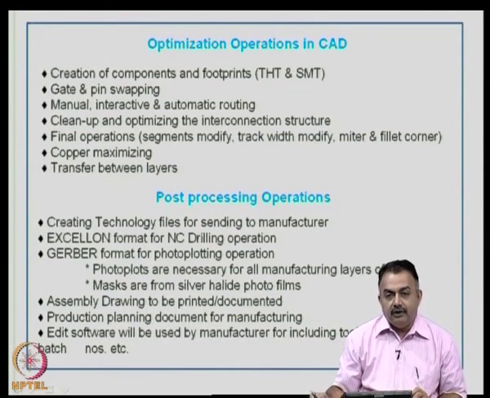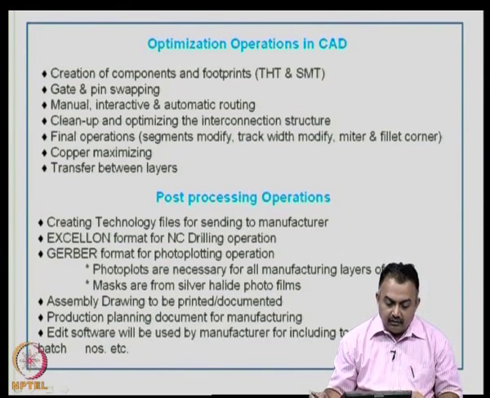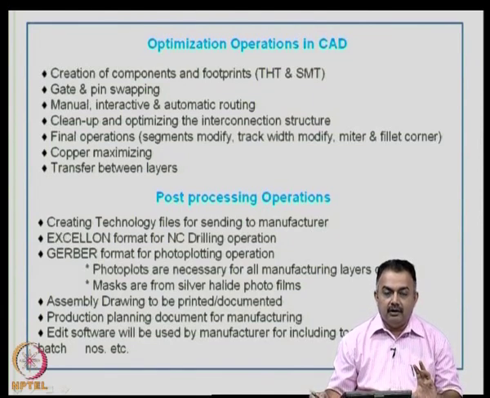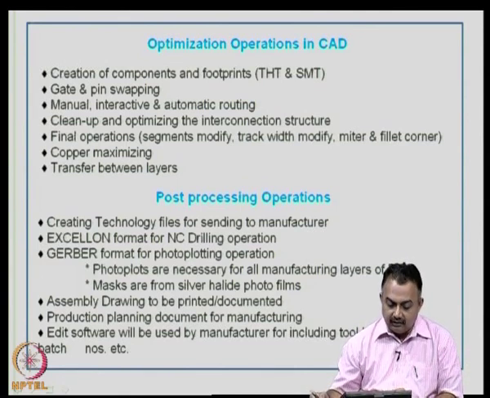Now, once you finish your CAD work, post processing, you have to optimize. As I mentioned before, what are the optimization operations that you can do in CAD? Now, creation of components and footprints, through hole technology and surface mount technology. If you are working with a particular device which is not available in the tools library and which you are going to use very often, you create a library of your own which can be utilized and which subscribes to the current existing, acceptable standards.